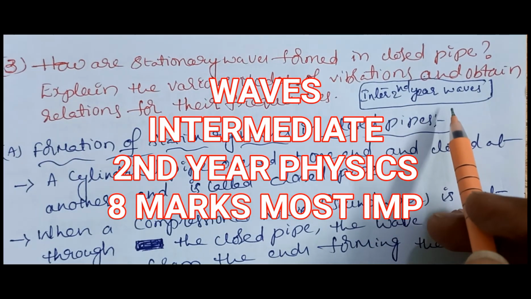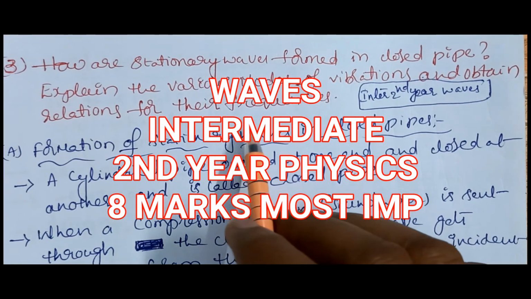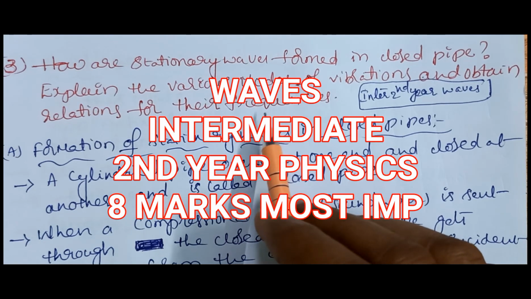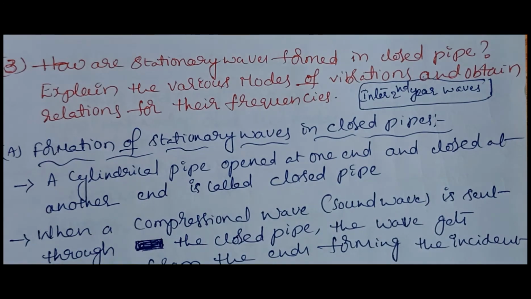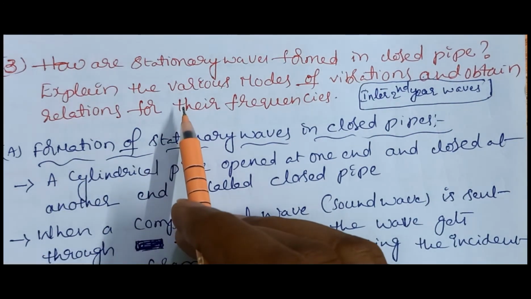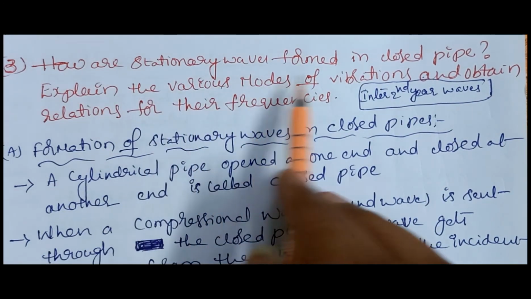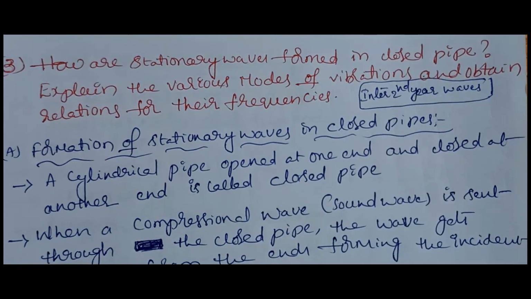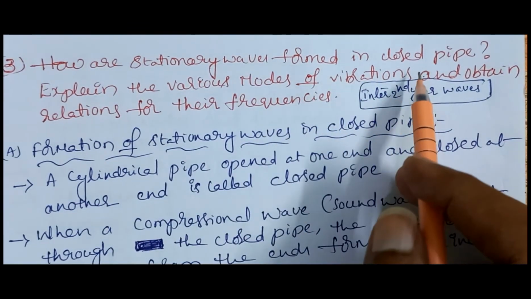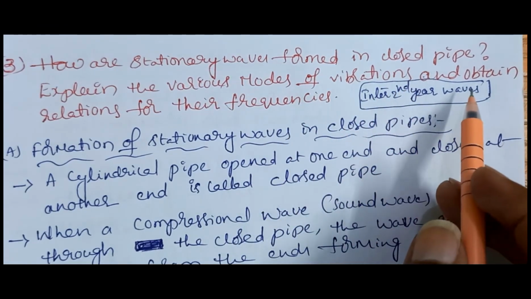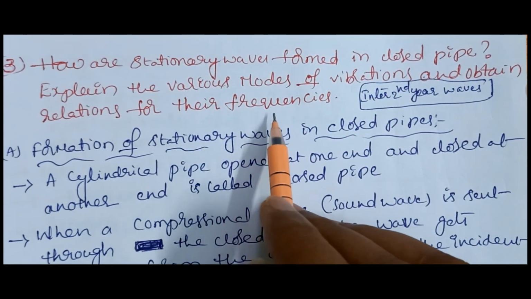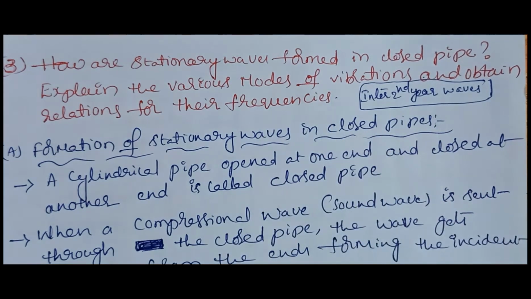Standard second year physics waves chapter, important 8 marks question. In the previous video we explained 2 important questions for 8 marks. Now third one, most important one. How are stationary waves formed in closed pipe? Explain the various modes of vibrations and obtain the relation for their frequencies.